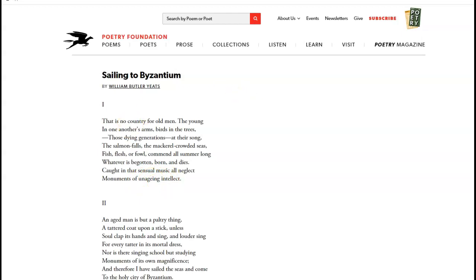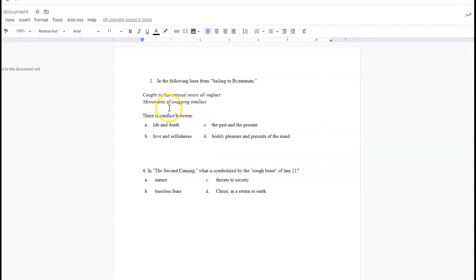Okay, so let's go to your question you missed. You missed number 1, which asks, so we're talking about conflict. It says there's conflict between. What is the conflict between in these 2 lines? Okay, so we just went over what we think that stanza means. This says, in the following lines from Sailing to Byzantium, caught in that sensual music all neglect, monuments of unaging intellect. So we said the young are caught up, they are neglecting the older generation.